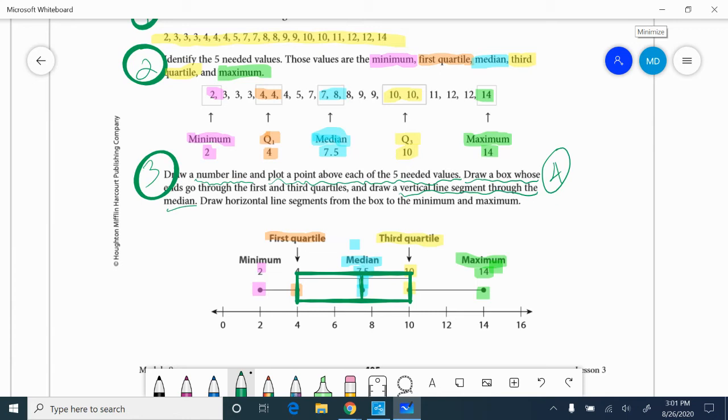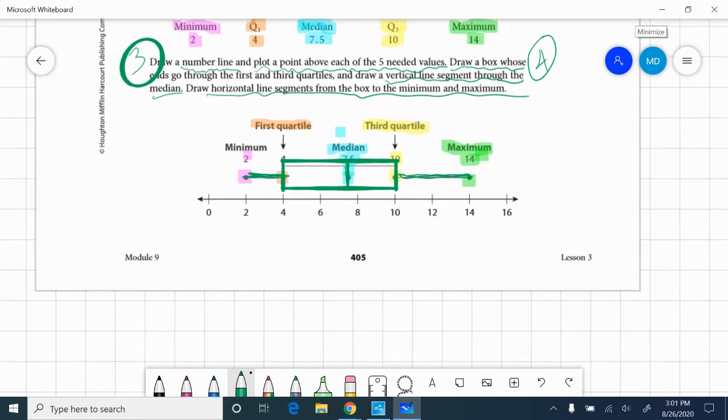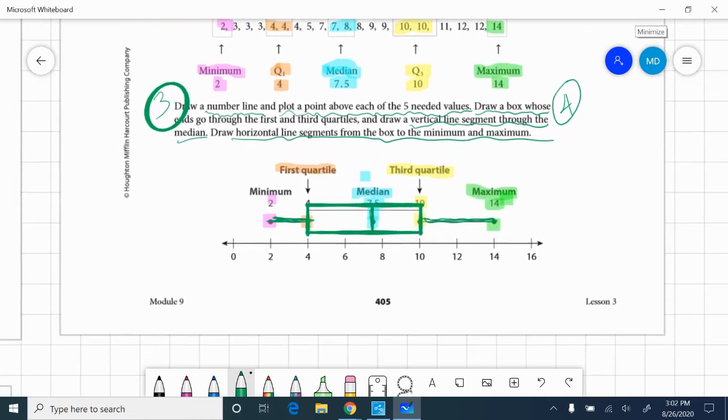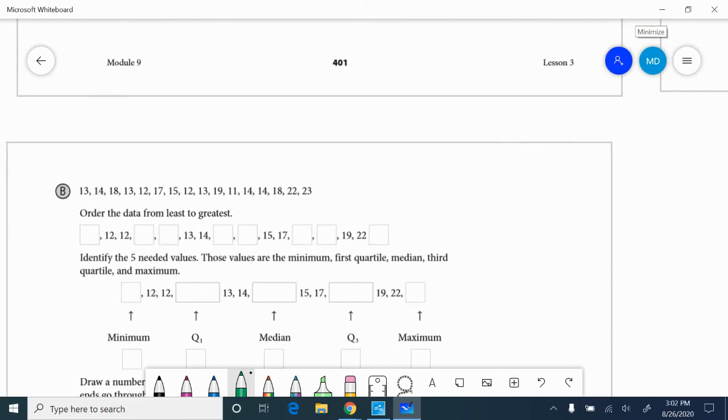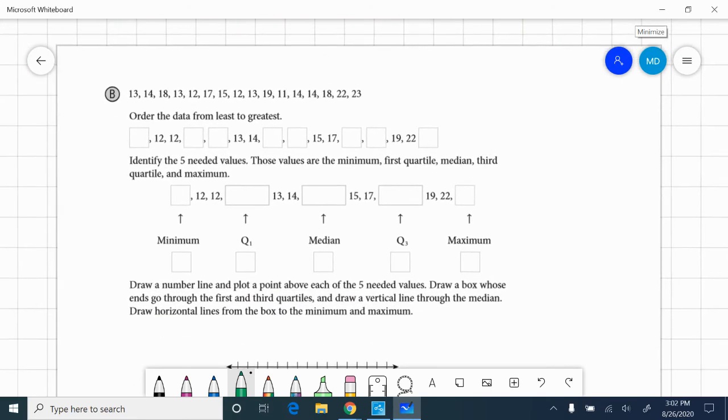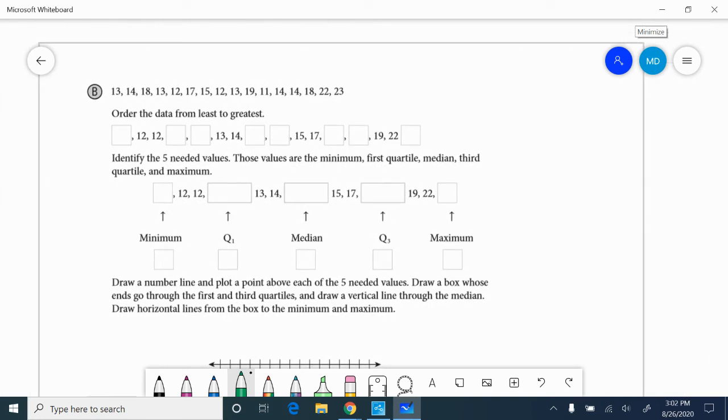And a horizontal line segment from the box to the minimum and maximum. So you gotta put in all the boxes and lines. That's the last step. There's no arrows on there. They stop at the actual points. All right, so we're gonna do an example, and that'll complete our notes. And this is kind of a structured example, so we're just gonna be able to fill in the pieces as we go.